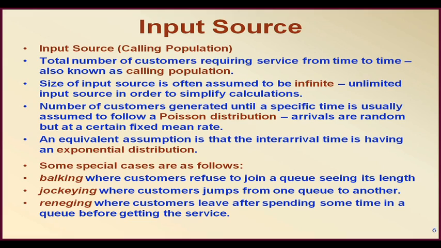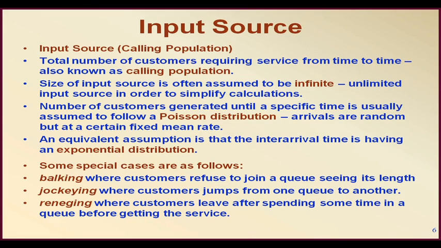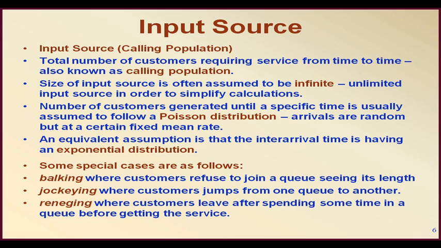There is a third one which is called reneging, when customers leave after spending some time in a queue before getting the service. So, you went for getting a railway ticket and you wait in the queue for some time and then you think it is too much, I will come back tomorrow, right. So, you go away, that is reneging. So, all these different cases can make the queuing system analysis more complicated, and we shall see some of them later on.